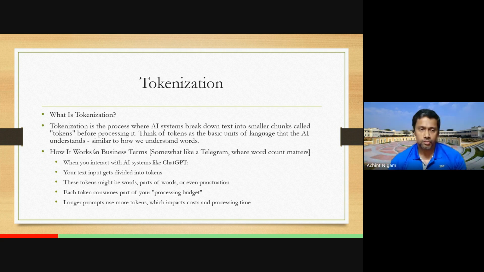Okay, so how it works in business terms: when you interact with AI systems like ChatGPT, your text inputs get divided into tokens. These tokens might be words, parts of words, or even punctuation. Even punctuation marks are tokens, like full stop, apostrophe, triple dots, comma, quotes. Everything has its own token ID. And each token consumes part of a processing budget.